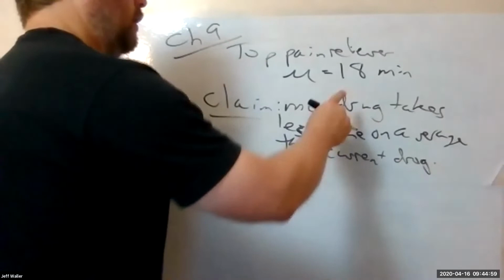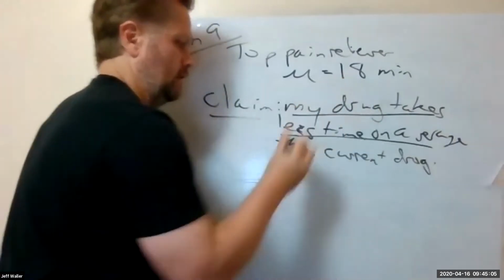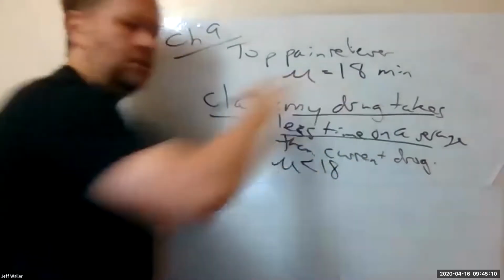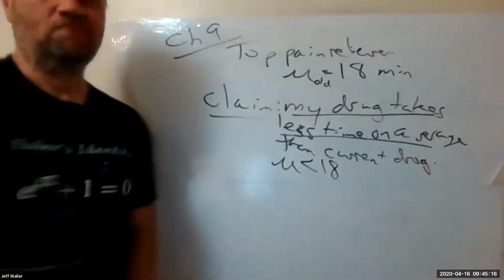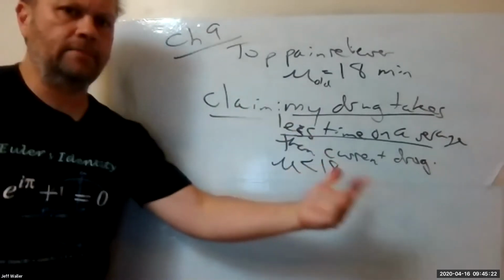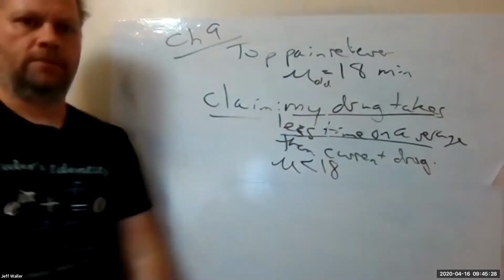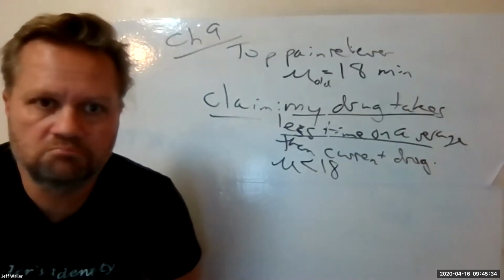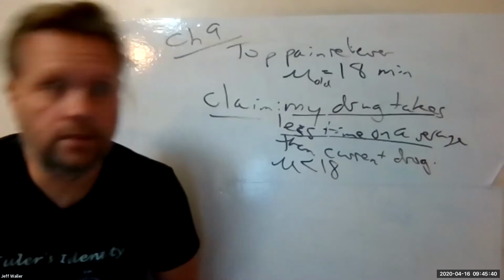So I claim that my drug takes less time than this does. So my claim is that the average for my drug is less than the 18 minutes it takes for the other drug. Let me put a little subscript up here, old, just to differentiate between the two. Is that all right? I'm saying that the average for my drug is less than the average for the old drug. This should sound like a normal claim that somebody could make, especially about drugs. You want it to be better than the old one. That's why you're making a new one.